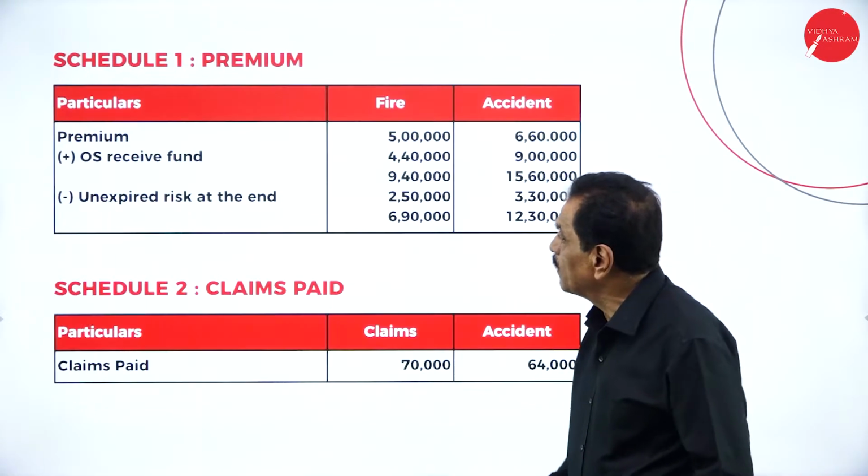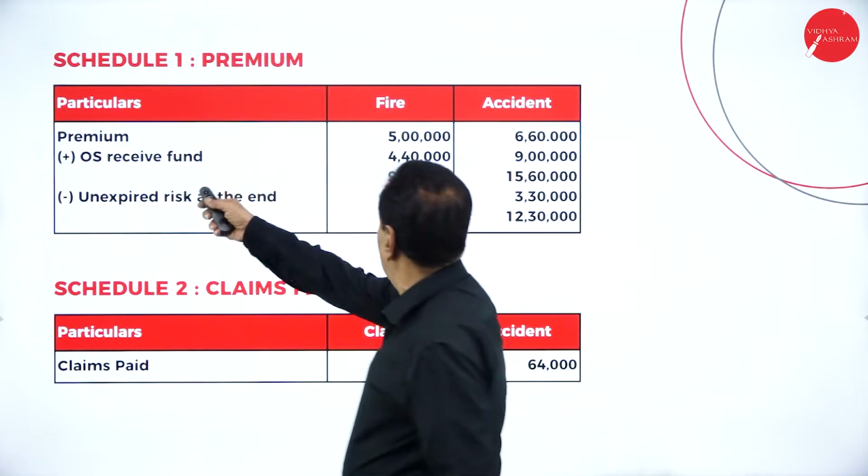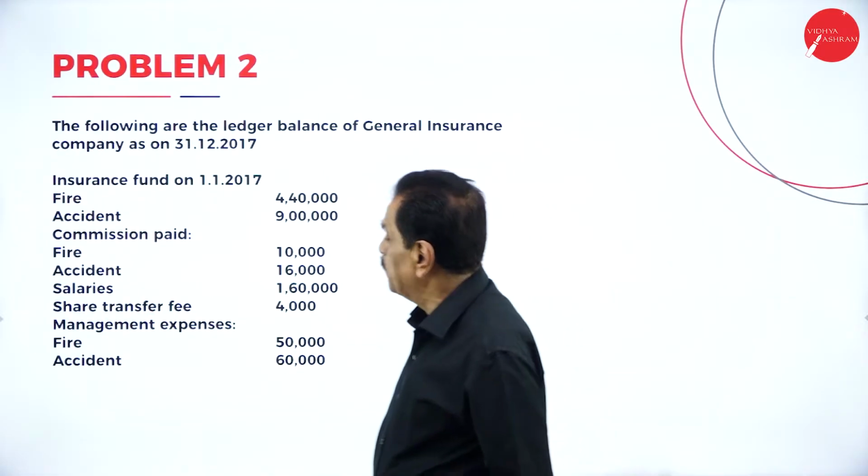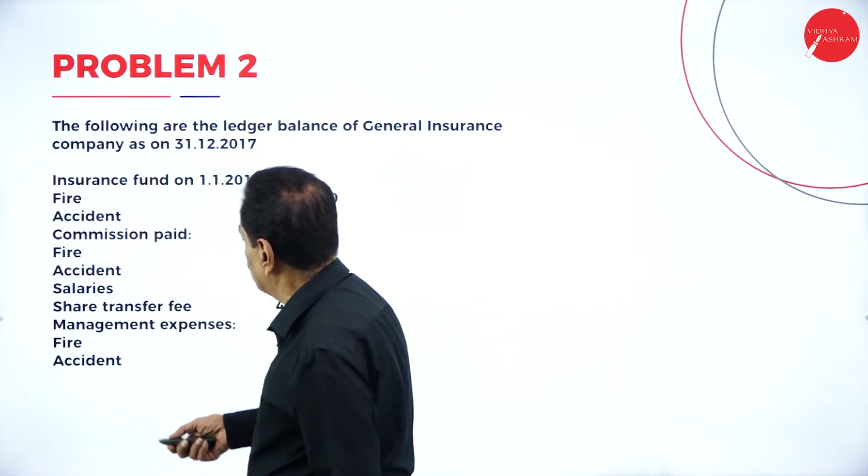Then we'll go to the problem now. Whatever the premium received is 5 lakh and 6,60,000. See that? What's your premium received? Insurance fund, come back here.